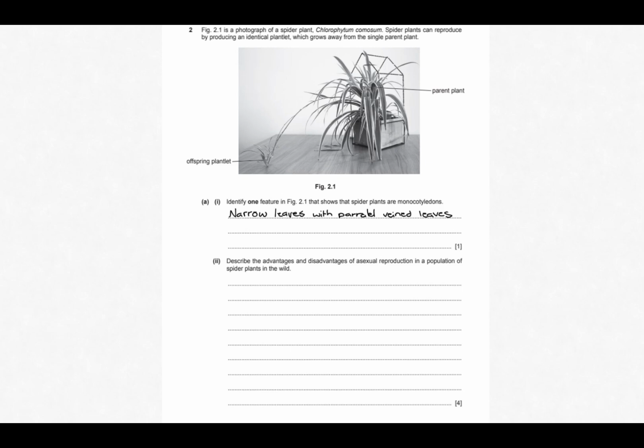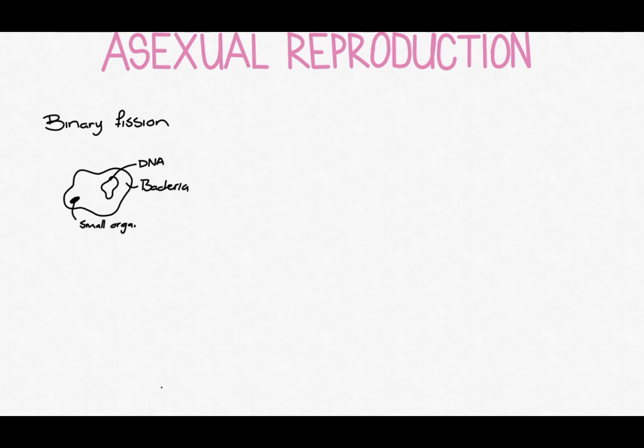The second question then asks us to describe the advantages and disadvantages of asexual reproduction in a population of spider plants in the wild. So let's look at what is asexual reproduction, and then we can look at the advantages as well as the disadvantages. The first example of asexual reproduction is binary fission. Now, binary fission most commonly occurs in bacteria, where the bacterial cell will grow, it will multiply its DNA and its organelles, and then it will split into 2 different bacteria that are genetically identical to one another.